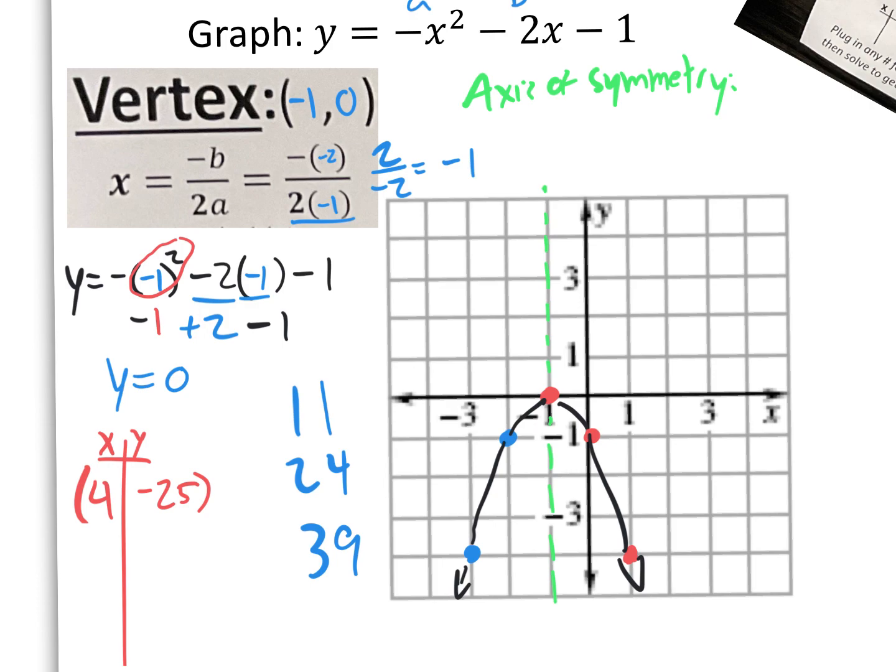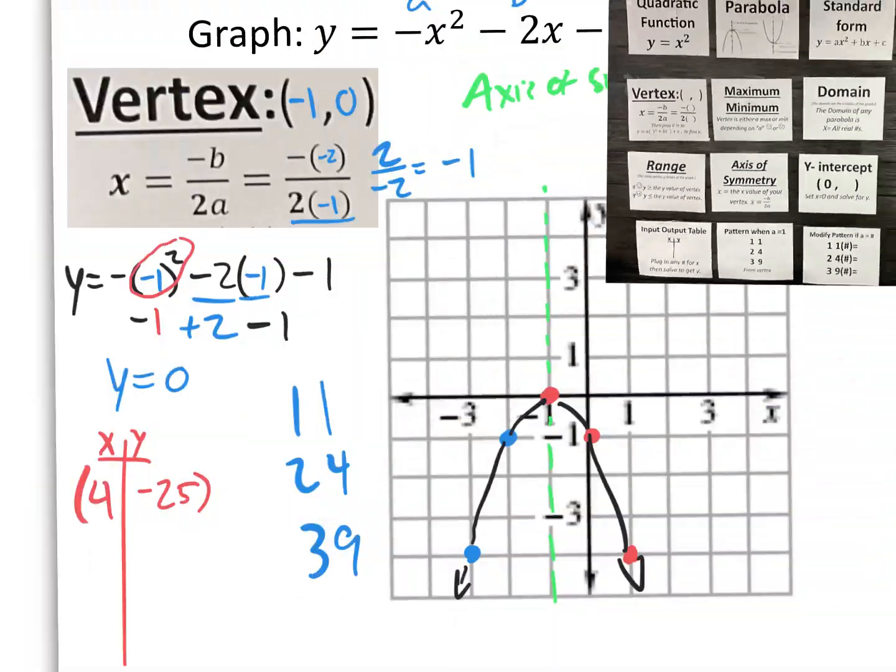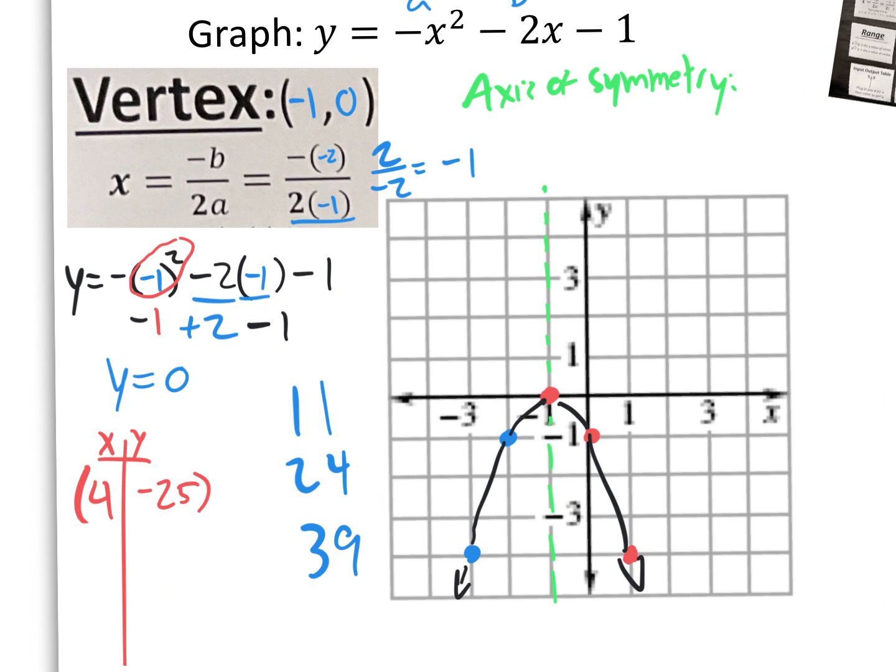And in case you forgot, you could always look at the board and read axis of symmetry right there. It says x equals the x value of your vertex. So the x value of our vertex here is -1. So you're going to write down x equals -1.